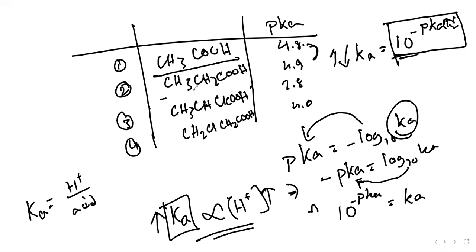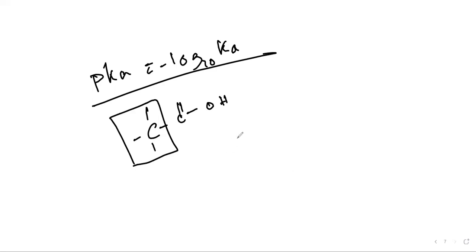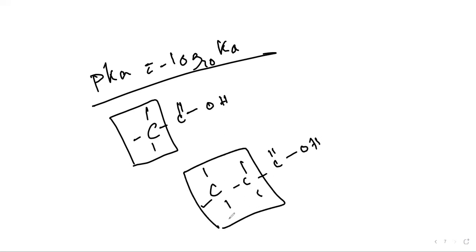Now consider these two molecules. If we break it down, the first one is actually ethanoic acid, which has a single alkyl group, the methyl group. But the second acid, propanoic acid, has a larger alkyl group, which is the ethyl group.